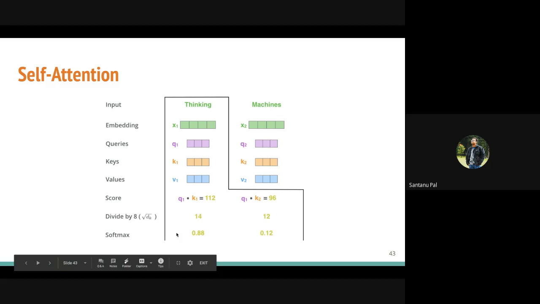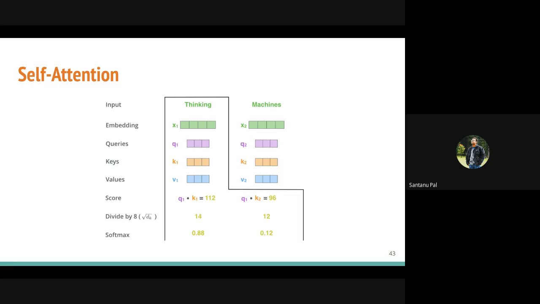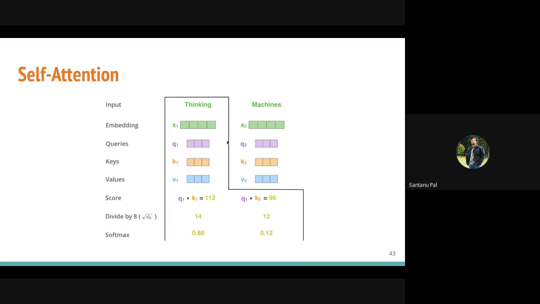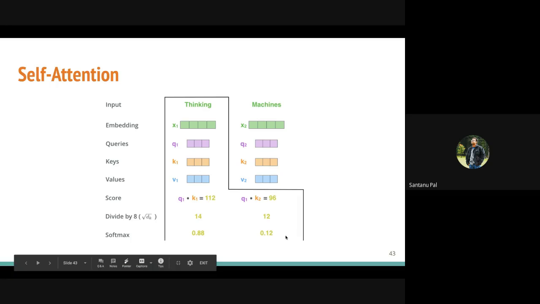And then the softmax function happens. As I said before, softmax provides values between 0 and 1, so that if you sum them, it will be 1. So the probability of thinking attending to itself, thinking, is 0.88, and the probability of thinking attending to machines will be 0.12 in this case.